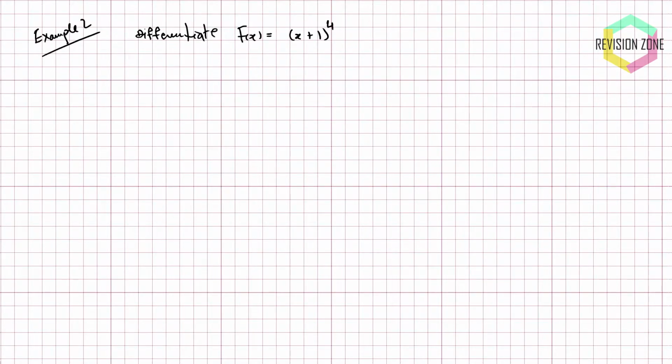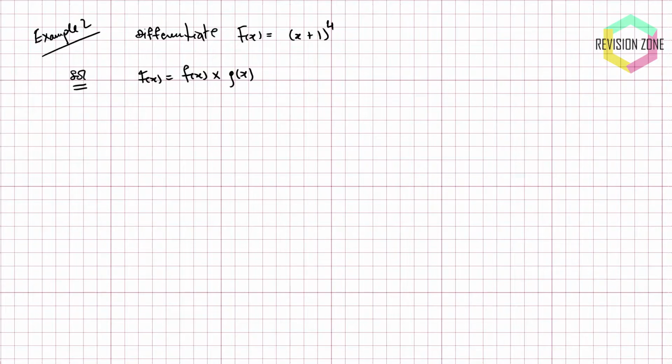So example 2 requires us to differentiate the function x plus 1 all to the power 4. So let's again do this using the product rule, but this time using Newton's notation. So we want capital F of x to be written as a product of two functions, lowercase f of x, sorry, times lowercase g of x. We can make any choice of f and g we want, provided that when we multiply them, we get the function x plus 1 to the power 4.